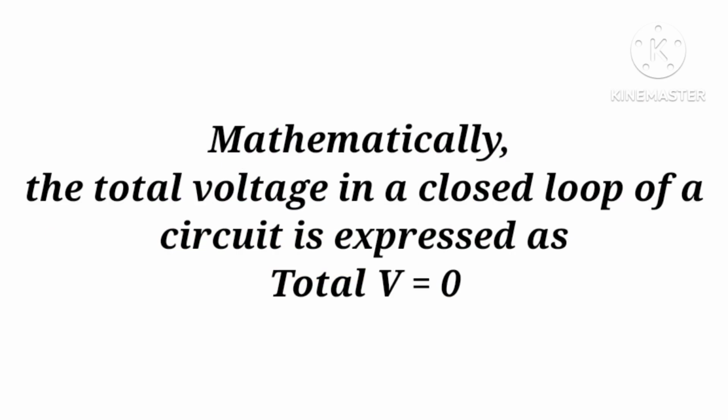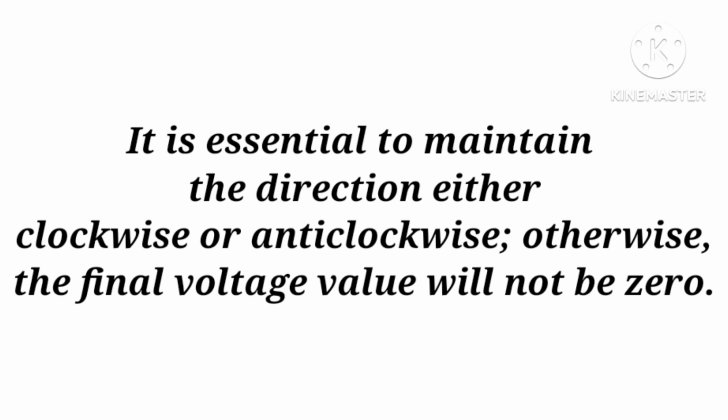Mathematically, the total voltage in a closed loop of a circuit is expressed as total V equal to 0. It is essential to maintain the direction, either clockwise or anti-clockwise. Otherwise, the final voltage value will not be 0. When either AC circuits or DC circuits are analyzed based on the Kirchhoff circuit laws, you need to be clear with all the terminologies and definitions that describe the circuit components like paths, nodes and loops.